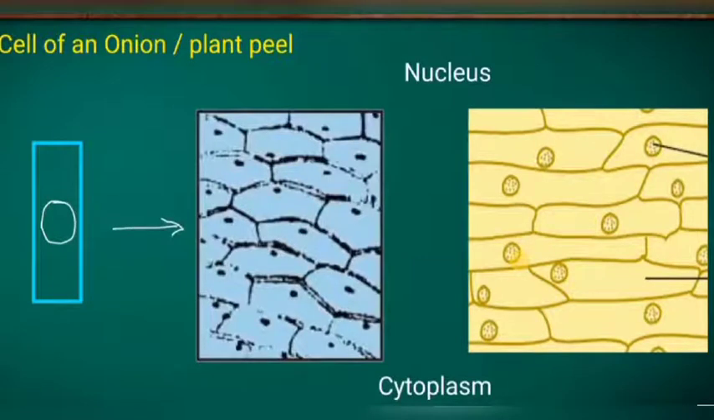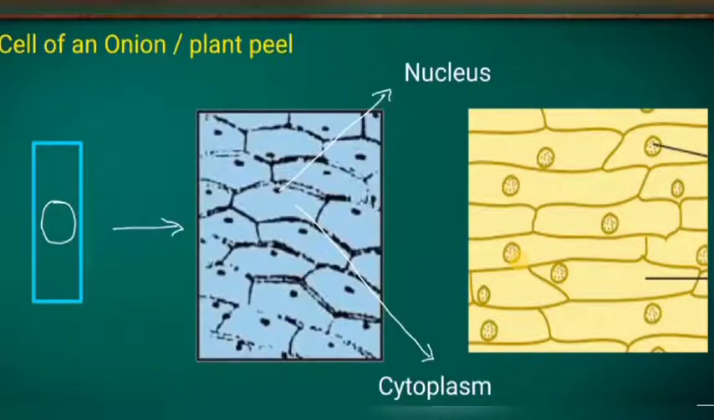Here you can see that each cell consists of one dark dot. In the middle, a black dot is there. This dot is known as the nucleus. And other than this black dot, the rest we consider as the cytoplasm. So we can say that in the onion peel, we can see the nucleus and cytoplasm.